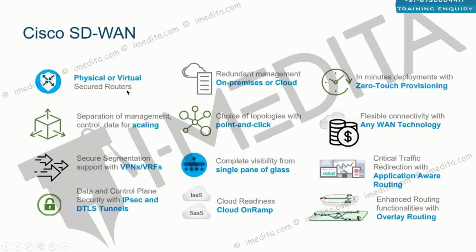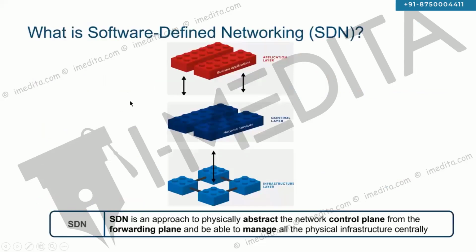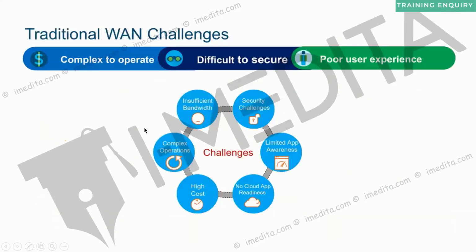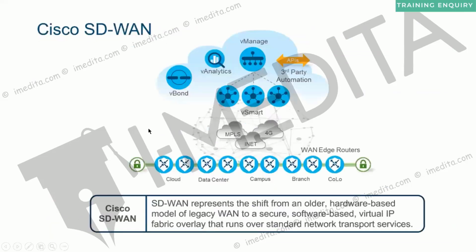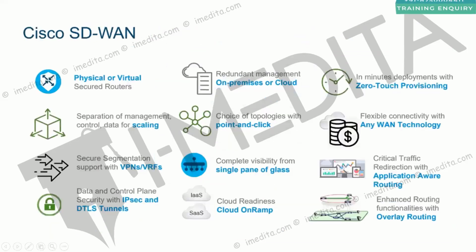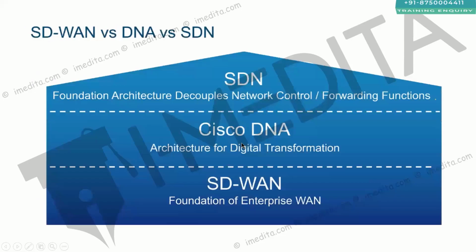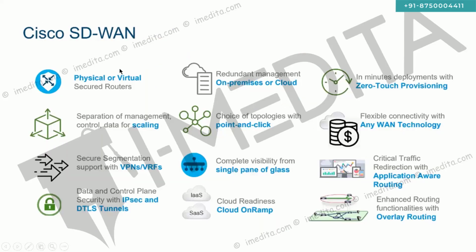Right. So this is all the basics that we need to know from the SD-WAN point of view. What are the challenges in the traditional WAN? What is the SDN solution? Different SDN solutions offered by Cisco, and we'll talk more about the SD-WAN solution tomorrow. We'll talk about whether it is virtual or physical, how to deploy the controller, how to deploy the devices and all. We'll talk about all of that tomorrow.